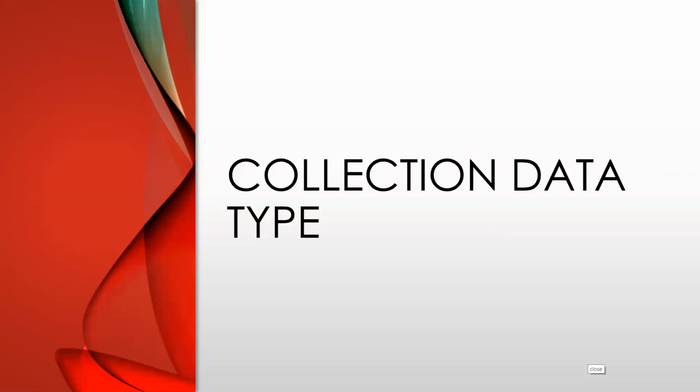The next type of data is the collection data type. A collection data type is a special type of object that represents a group of objects. It is an ordered set of items that can be referred to as a unit.